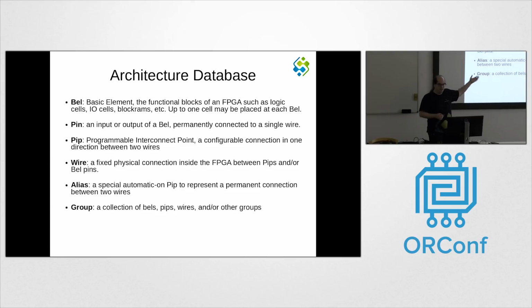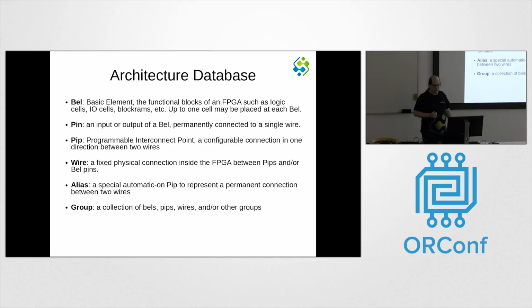We have bells, so that's a basic element. And essentially when you place a cell, what you do is you assign a bell to that cell. So placement is just finding a mapping between cells and bells. That makes sense. And of course we have things where you connect to on the bells, and we call them pins, so there are no confusions with the ports on cells.